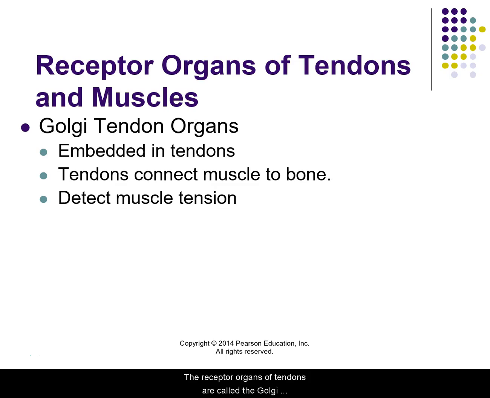The receptor organs of tendons are called the Golgi tendon organs. They're embedded in the tendons. Tendons connect muscle to bone, like I mentioned to you, and these Golgi tendon organs detect muscle tension.